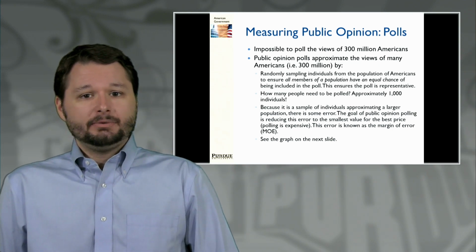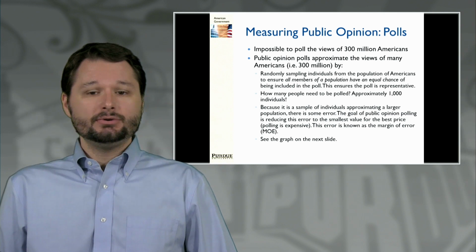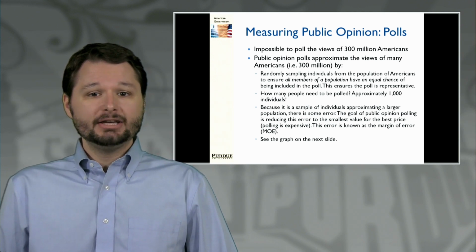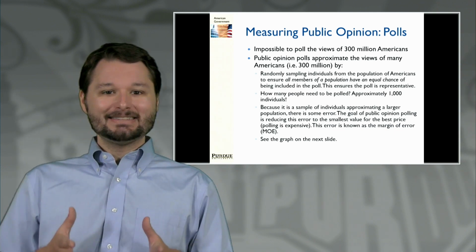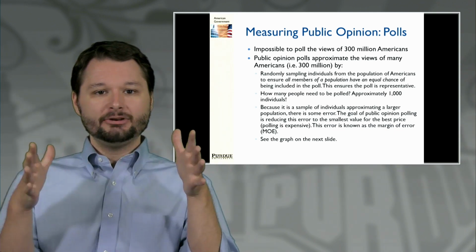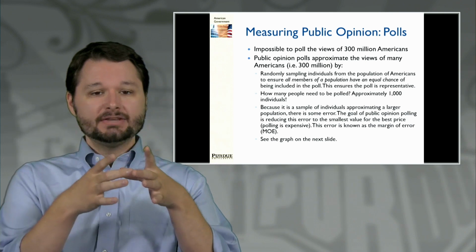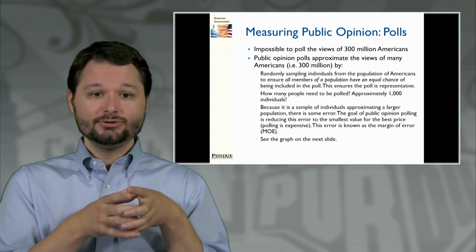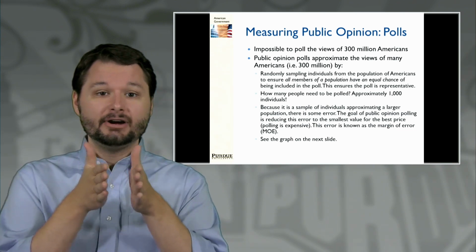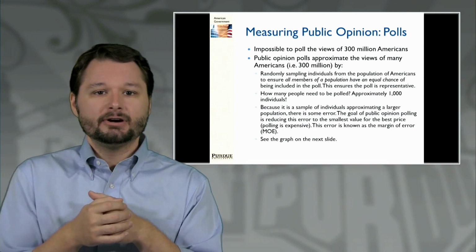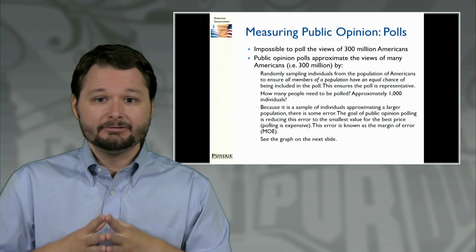One caveat, though, is that because it is a sample of individuals approximating a larger population, there is some error involved. You cannot perfectly assess the viewpoints of 300 million people from a smaller sample of 1,000 individuals. You can come close, but there will still be a little bit of room for error, just as there's a little bit of room for error in a lot of things that we do in life.